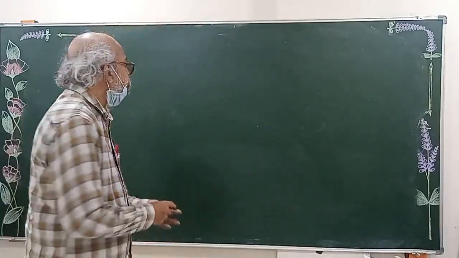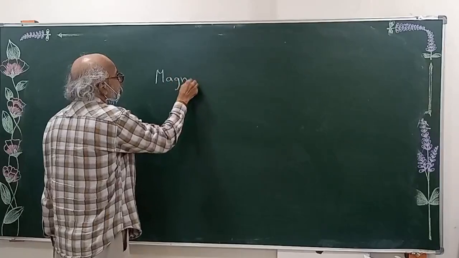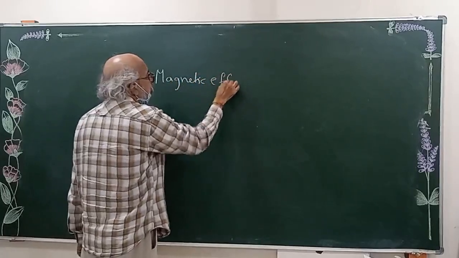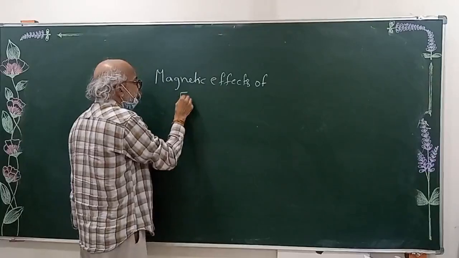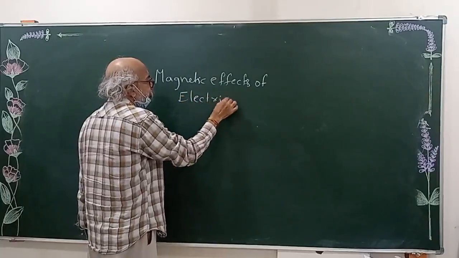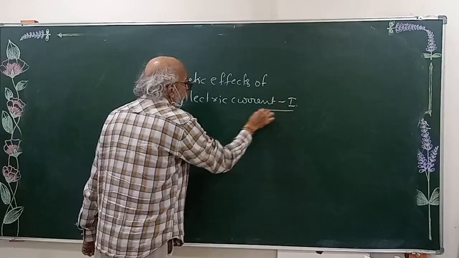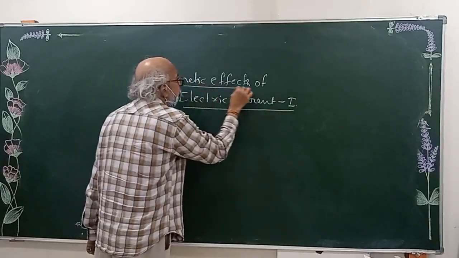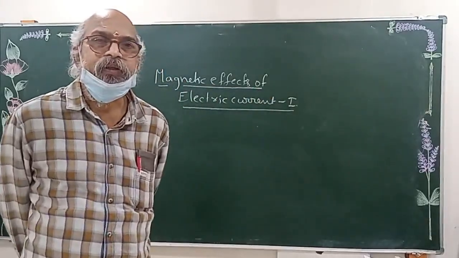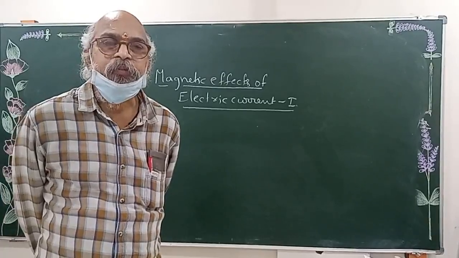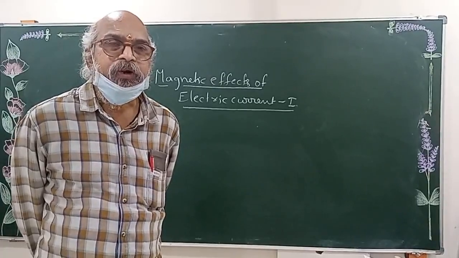In DPT1, you have to make students prepare magnetic effects of electric current. This topic covers the important facts that electricity and magnetism are interconvertible and how we are exploiting this effect. These aspects are covered so far in this particular session.